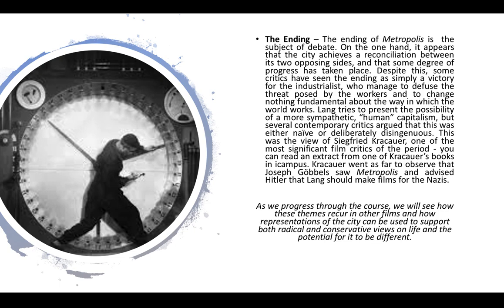Lang tries to present the possibility of a more sympathetic, human capitalism, but several contemporary critics argue that this was either naive or deliberately disingenuous. And disingenuous means when you say something is a certain way, even though you know that it isn't. It's a way of manipulating and a way of pretending to be naive when in actual fact you know what you're doing.